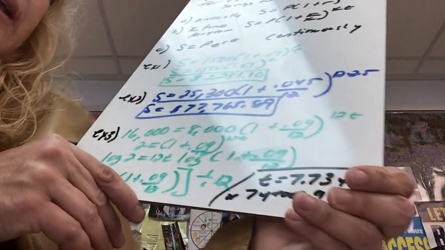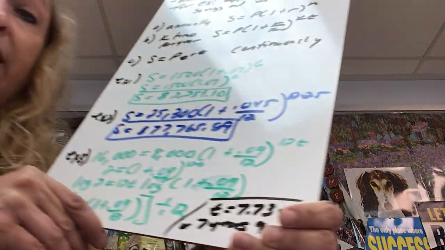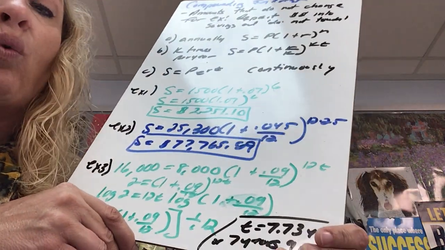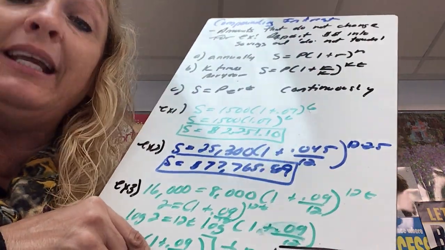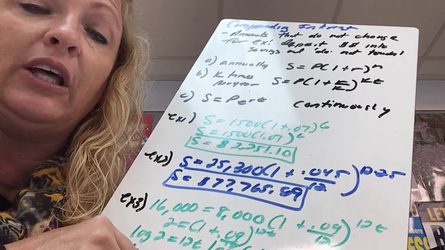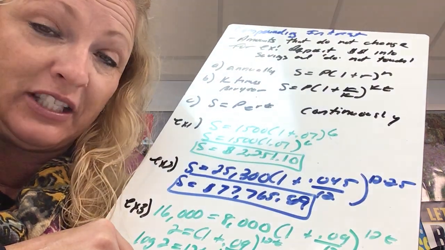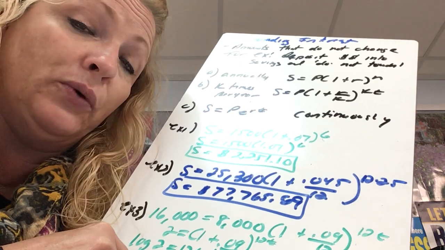Okay, so the next question asks, if I want to double my money, how long will I have to keep it in the bank if I'm earning 9% interest? Now, 9% interest is really high interest. Right now, currently, interest rates are really low. That's bad if you have investments, but that's good if you have loans, car loans, house loans, etc.